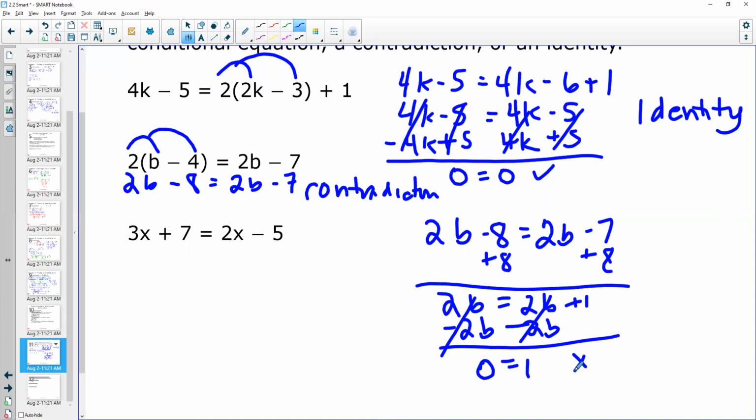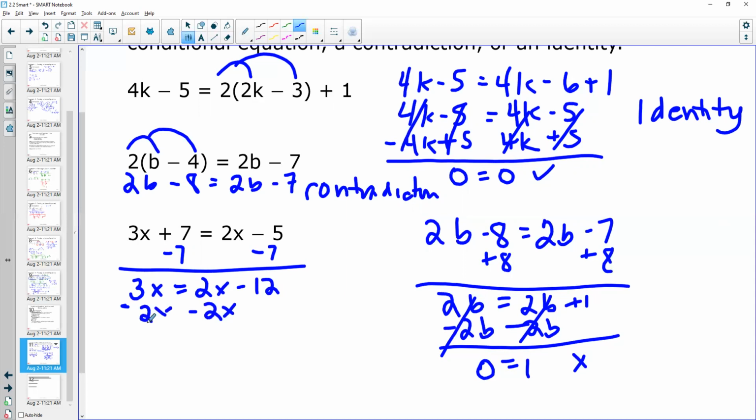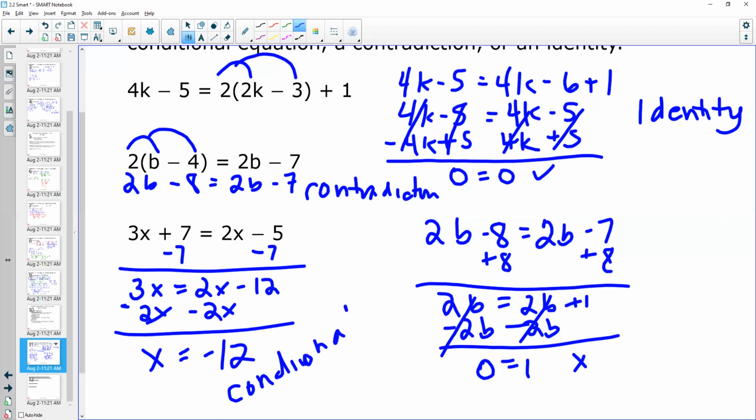And then let's try this one. So I'm going to subtract the 7 because you just got to start somewhere. I get 3x equals 2x minus 12. Move the 2x to the other side. And I get x equals negative 12. This is conditional because, C-O-N-D-I-T-I-O-N-A-L, conditional spelling. This is conditional because negative 12 will work and 4 will not. Okay, so there are going to be some things that work and some things that don't.